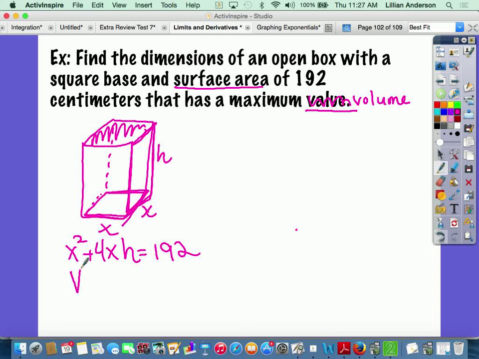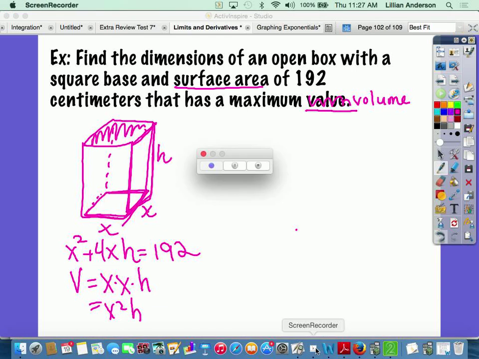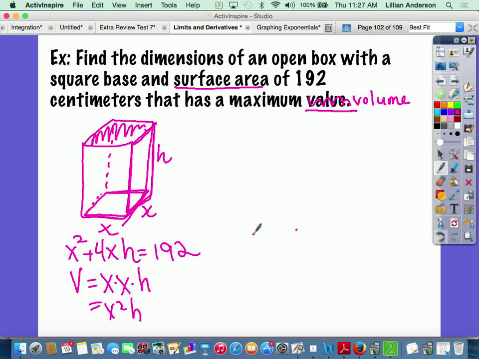Well, volume, if you recall, for a box is length times width times height. So basically x squared times h. All right? Now, so there's my equation that I need to optimize. But the thing is, I have to solve for one of the variables in my surface area formula, so that way I have just one variable. And in this case, I'm going to solve for h.